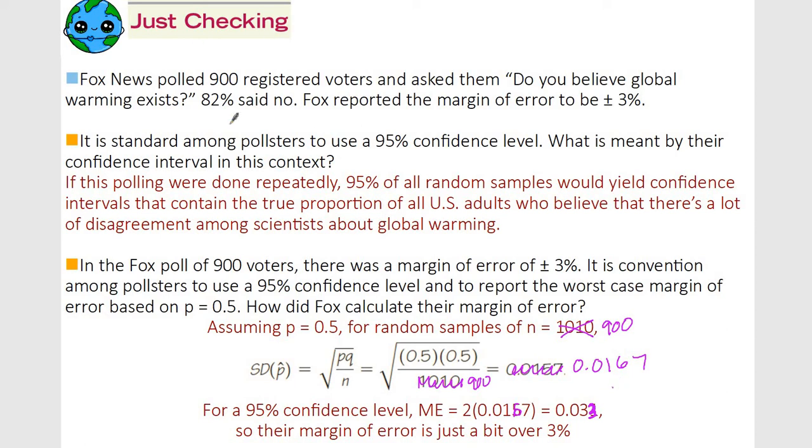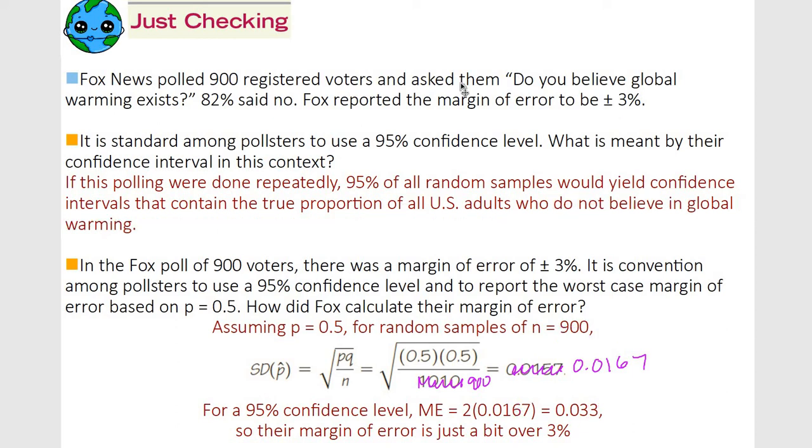Okay, and I totally messed up this sentence too. The true proportion of all U.S. adults who believe global warming does not exist. There we go, now I fixed it. Contain the true proportion of all U.S. adults who do not believe in global warming. Sorry, that's what I get for copying somebody else.